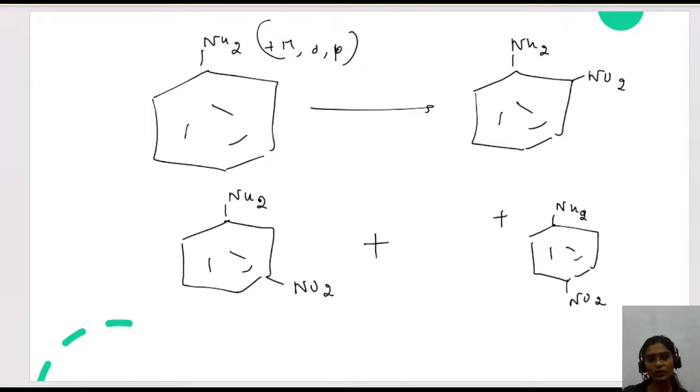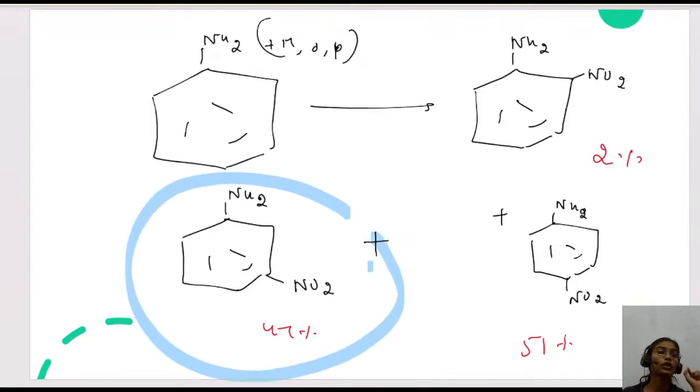So this is the first one. Ortho 2% only, para 51%, and meta 47%. The first question: why the meta product? Second question: not a trace, it's 47%. And if you compare group-wise, ortho and para are more preferable.